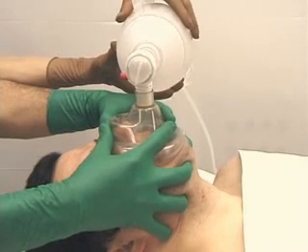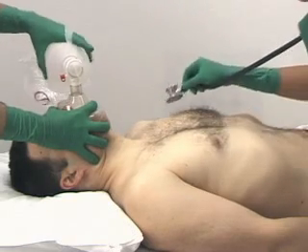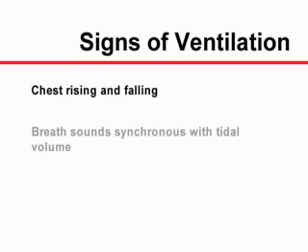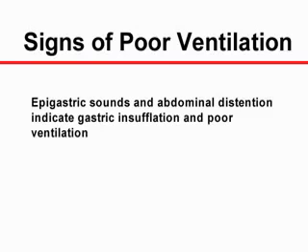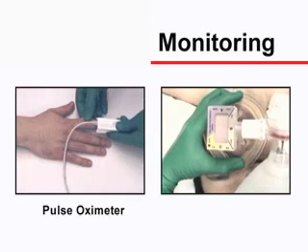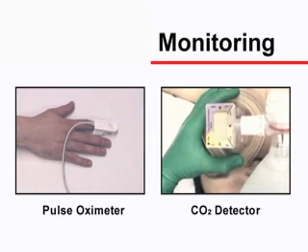Regardless of the technique used to ventilate the patient with a face mask, adequate ventilation can be assessed by inspecting and auscultating the chest and abdomen. The chest rising and falling and breath sounds synchronous with the delivered tidal volume suggest adequate ventilation. Gurgling epigastric sounds and tympanic abdominal distension indicate gastric insufflation and poor ventilation. Other monitoring tools such as a pulse oximeter and a carbon dioxide detector can be very valuable.